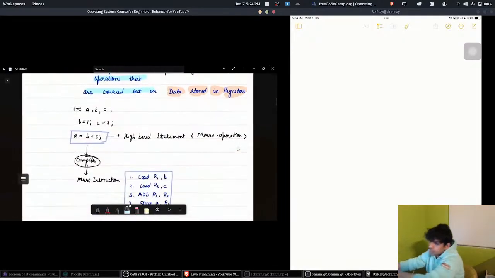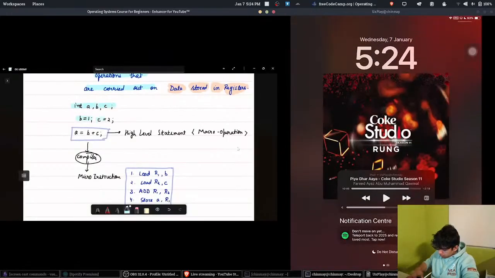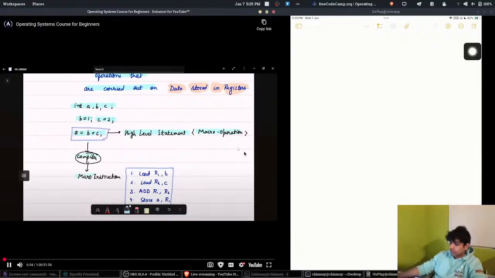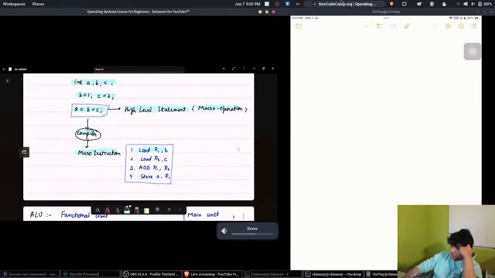Let me clarify those definitions. So this is the high level program written here: int a, b = 1, c = 2, a = b + c. Okay, so this is a high level statement, a macro operation. Now when it is passed on to the compiler, it converts into several micro instructions like load the value of b into register r1, load the value of c into register r2. Now add r1 and r2 and load the result into r1. Now store the value of r1 into memory A. So these are some micro instructions.